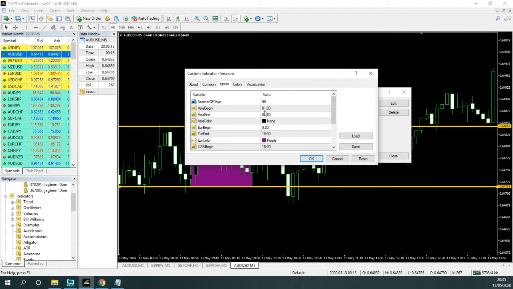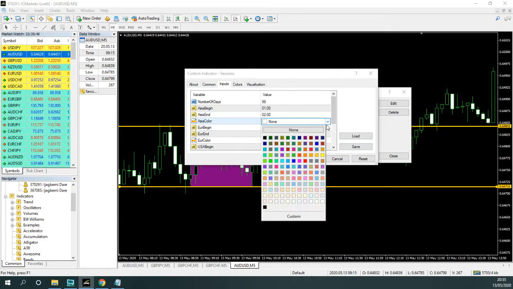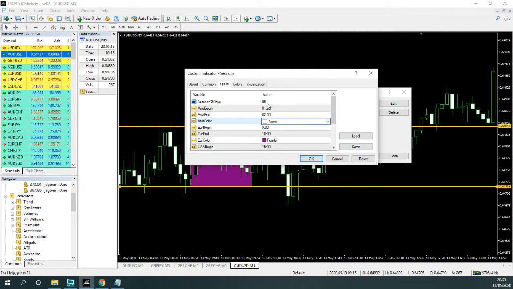Okay, but in this strategy, we are only trading the first hour of the European session. So we are trading only the European session. Therefore, we don't need to see the Asian session. The easiest way to take the Asian session off your chart is to change the color and make it nothing, no color. If you put any other color, it will be showing on your chart. But if you put none, then it doesn't matter what time is here, it won't show on your chart. Okay, so no color for Asian.